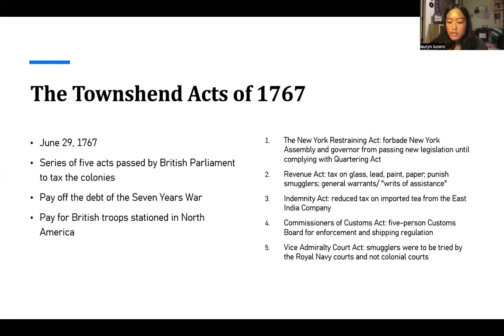The Revenue Act placed taxes on items, punished smugglers, and invaded privacy in order to search homes under the writs of assistance. The Indemnity Act reduced taxes on tea from the East India Company. The Commissioners of Customs Act created a five-person board for enforcing and regulating shipments. And the Vice Admiralty Court Act disallowed smugglers the right to be tried in colonial courts, and instead they had to be tried in Royal Navy courts.